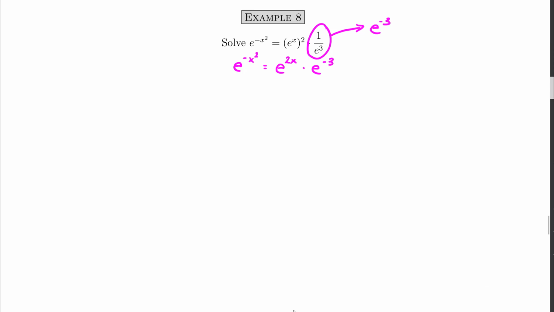So now we have everything across the board in terms of base e. Again, I'm going to leave the left side alone. e to the 2x times e to the negative third. You multiply like bases, you add their exponents together. And now I'm back to exactly what we saw in example 7. I have the same base on the left and the right, so I can equate their exponents. So I have negative x squared equals 2x minus 3, and I can solve for x. In this case, I'm going to add x squared to both sides.